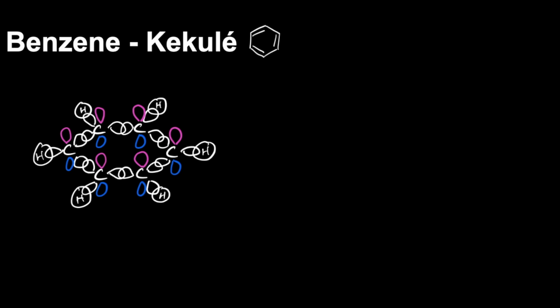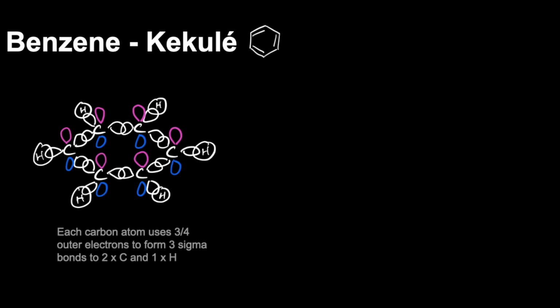So it's always good to draw a diagram if you're trying to explain something. I know this looks a bit complicated at the moment, but it's really easy to draw. So we'll just talk through what's happening there. Each carbon atom is using 3 out of its 4 outer electrons to form 3 sigma bonds. So if we just pick that carbon there, it's forming a sigma bond with that carbon, a sigma bond with that carbon, and a sigma bond with that hydrogen.